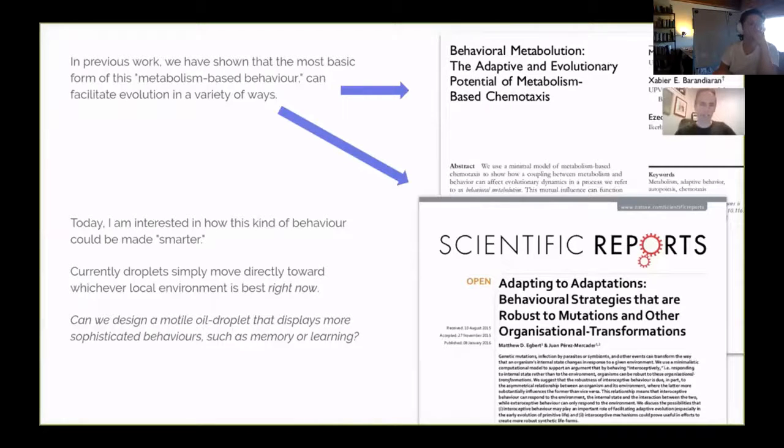Because today I'm interested in something a bit different. I'm interested in how it might be possible to take this basic form of behavior shown by these motile oil droplets, where they just move to whichever local environment is best for their motion-producing mechanism right now, and to investigate how we might have smarter motile oil droplets, droplets that behave in a slightly more sophisticated way, maybe droplets with some kind of memory, or droplets capable of learning something, and things like this. And that's the purpose of the model that I'm presenting today.